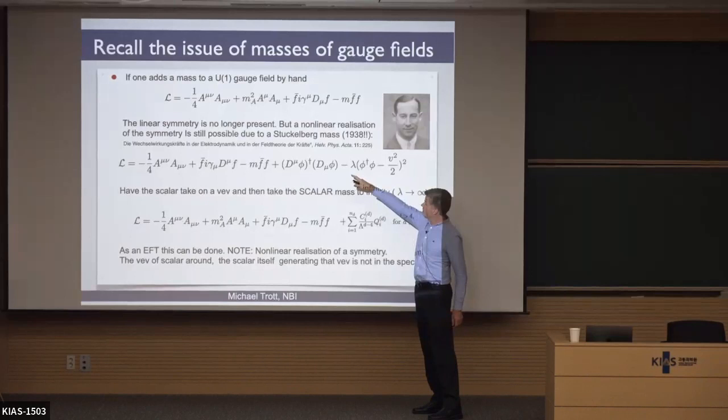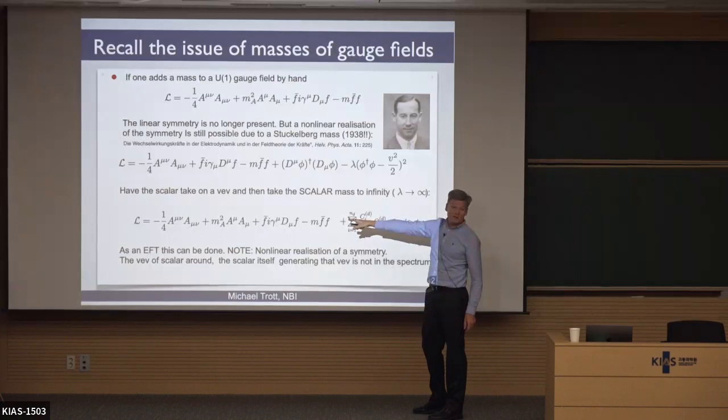He basically figured out that for the scalar field, you could have a covariant derivative acting on it, coupling those gauge fields to it. And then this scalar field could have a VEV, and essentially you could get a mass out of that mechanism. So it's basically a proto-Higgs mechanism that this guy figured out in 1938.